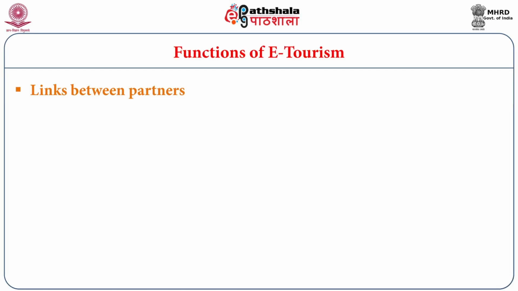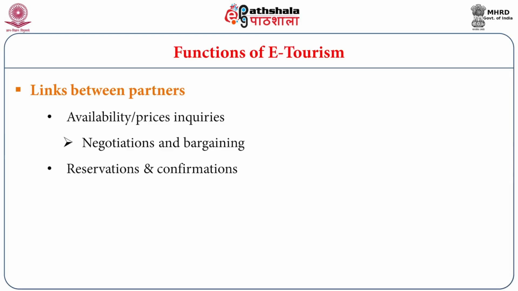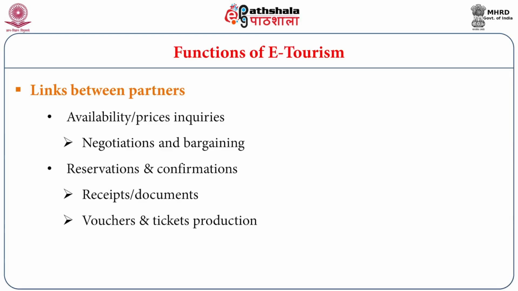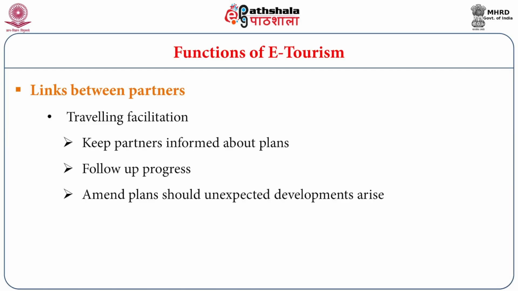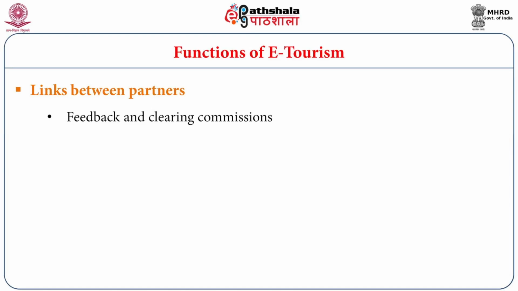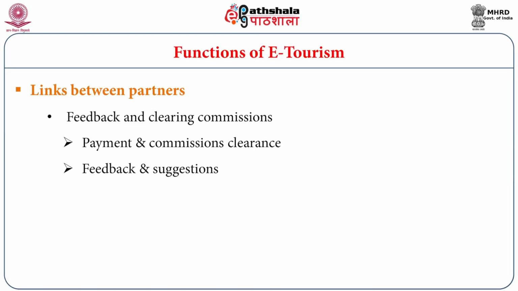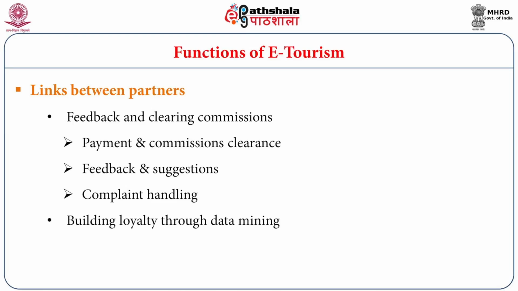E-tourism also performs functions related to linking between partners such as availability or prices related inquiries, negotiations and bargaining, reservations and confirmations, receipts or documents, vouchers and tickets production, traveling facilitation, keeping partners informed about plans, following up the progress, and amending plans should any unexpected developments arise. Feedback and clearing commission functions such as payment and commissions clearance, feedback and suggestions, complaint handling. It also does building the loyalty through data mining.